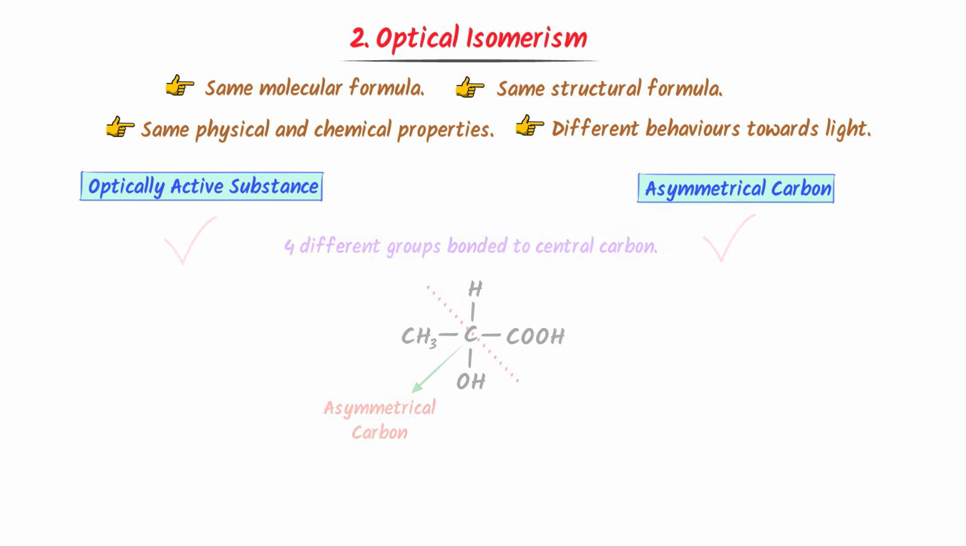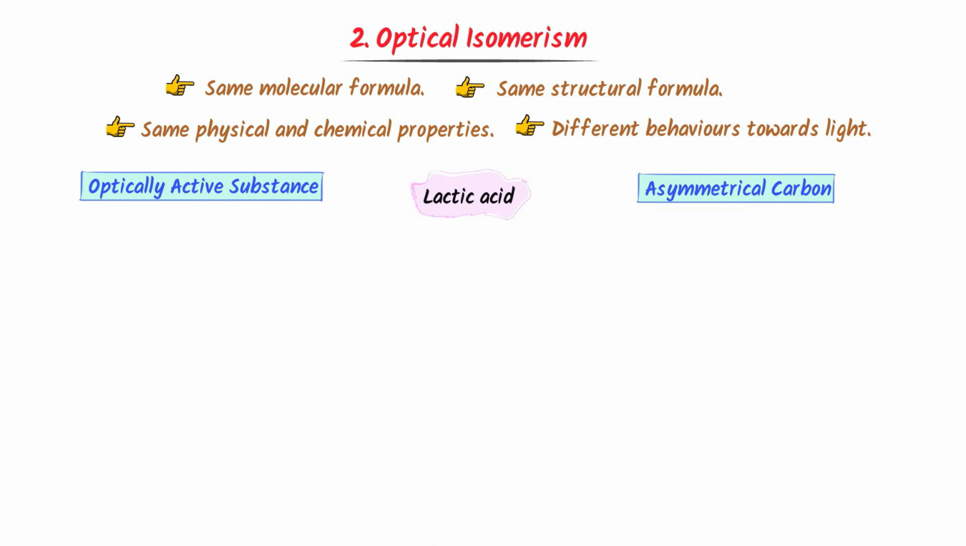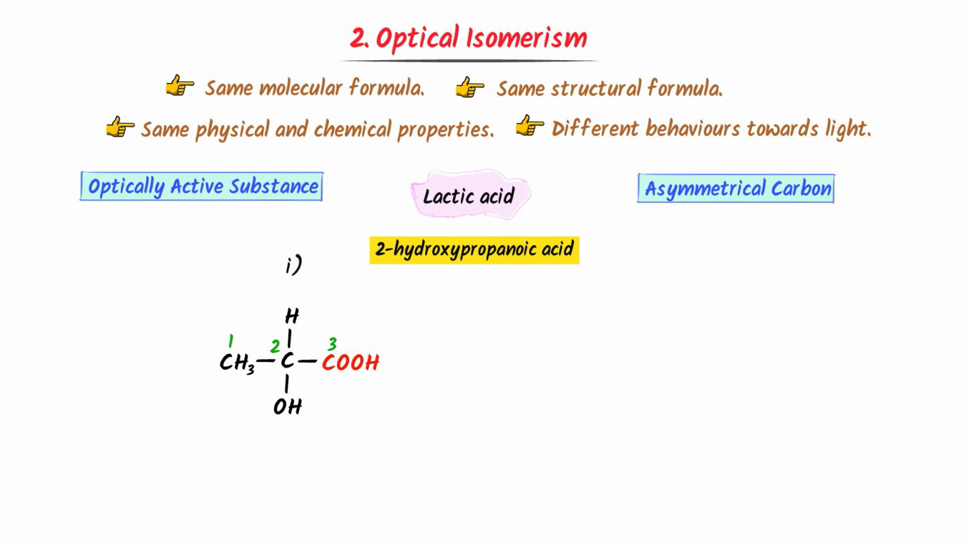Now we will learn the optical isomers of lactic acid. Well, consider the lactic acid. I write 1, 2, 3. Its IUPAC name is 2-hydroxypropanoic acid. I look for the conditions. It has an asymmetrical carbon, so it is an optically active compound.